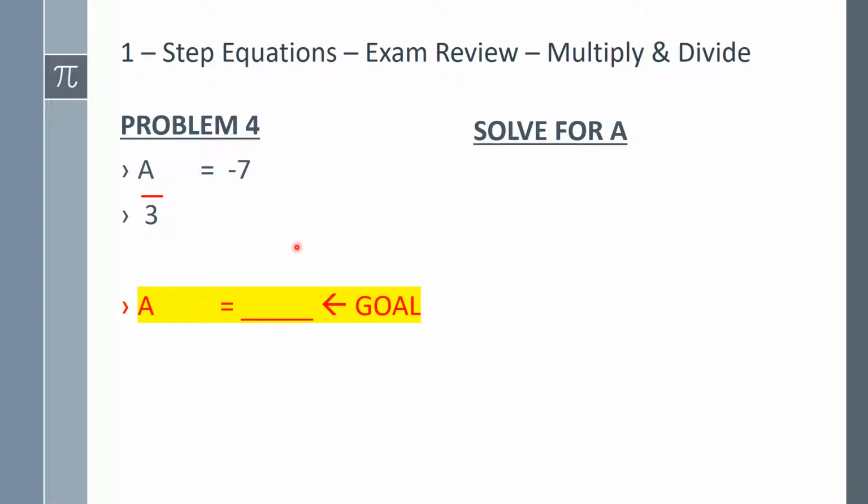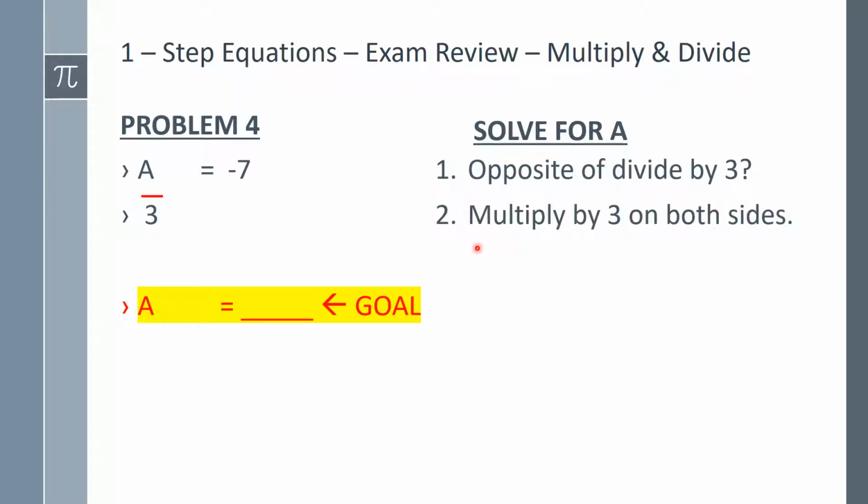So I look at that left side of the equation, I've got a divided by 3. So I ask myself, what is the opposite of divided by 3? Well, the opposite of divided by 3 is multiply by 3. And so I'm going to multiply by 3 on both sides. And so here comes my times 3 on the left and my times 3 on the right.